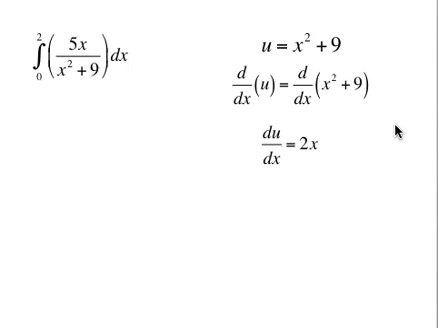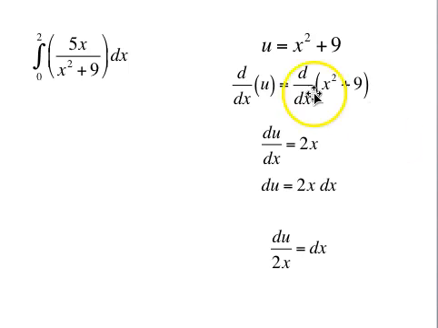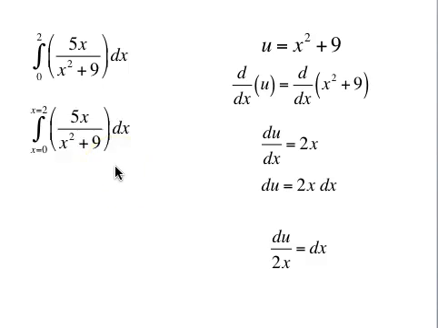So du dx is 2x, and with my strategy, we're going to solve for dx. If that's the case, du will be 2x dx, and then dividing by 2x, du divided by 2x will equal dx. That's that substitution. x squared plus 9 will be u. And then the last thing we've got to work on are the endpoints. Starting endpoint is 0, upper endpoint is 2. But those are x's. Those endpoints represent x's. I want to convert those to u's.